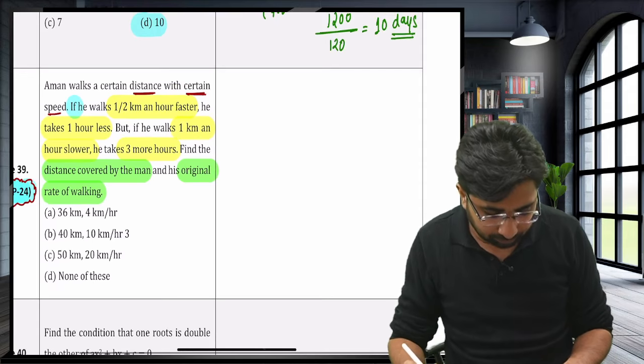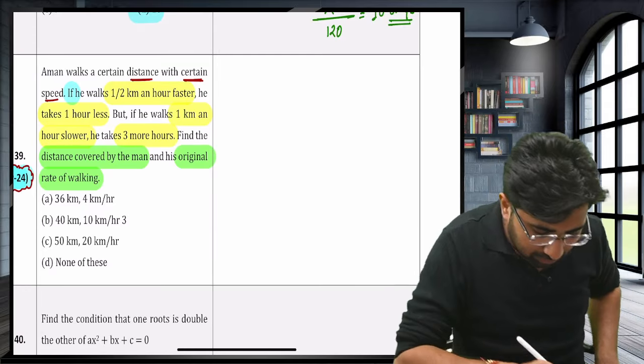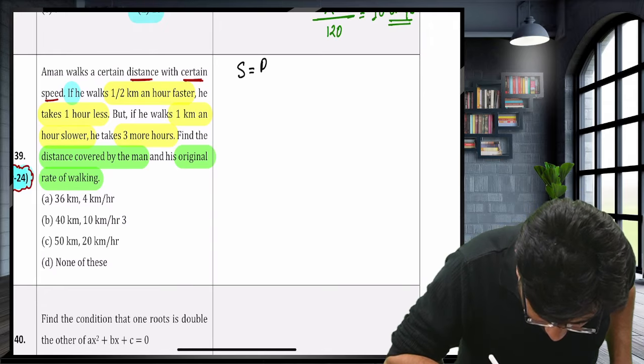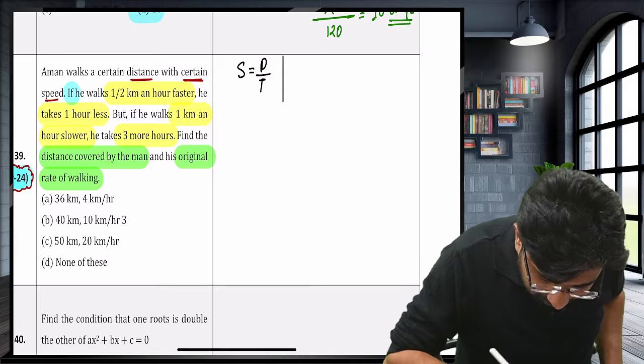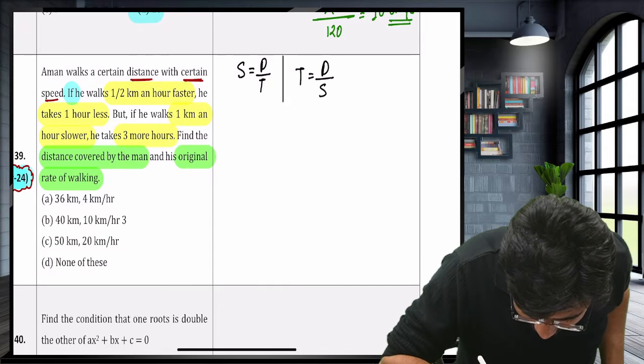Guys, very good question. I have to go from option to question. Guys, everybody bring your attention. Aman sir, we know one thing. Speed is equals to distance upon time. Guys, from here, can you tell me what will be the time? Time will be distance upon speed.